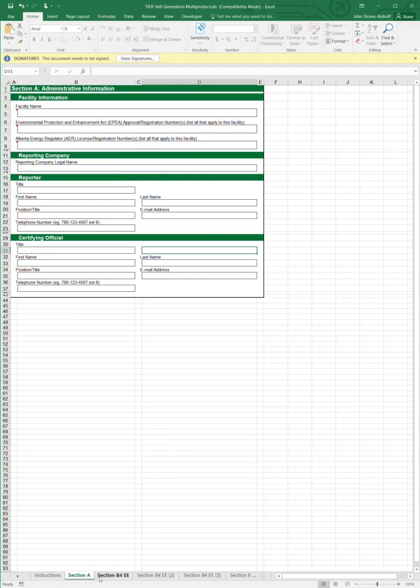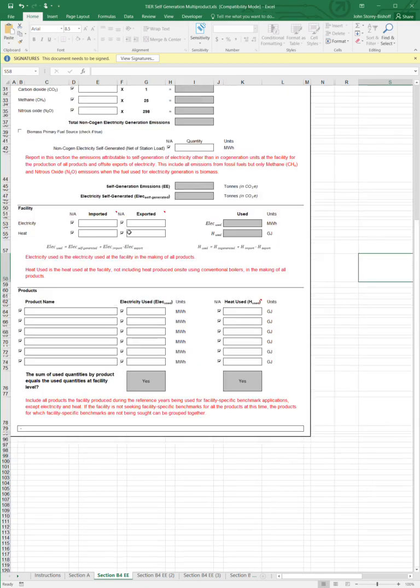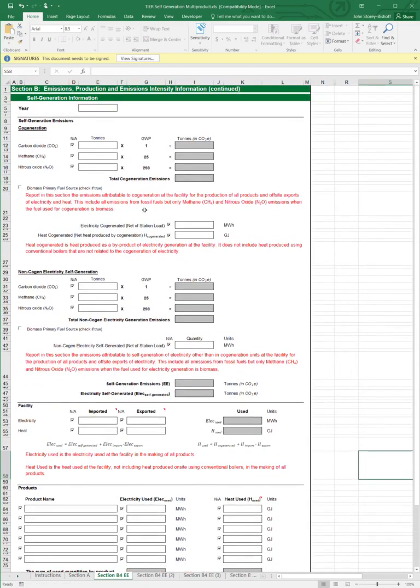After section A, we have a series of section B4EE tabs, where historic information about electricity, heat, and emissions related to self-generation of electricity and cogeneration are collected. The facility must fill one of these tabs per year of the reference period used for benchmarking of the products of the facility. The first field in these tabs is the year.